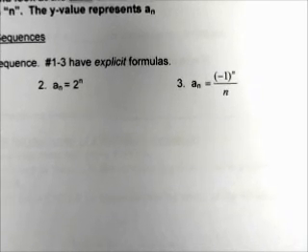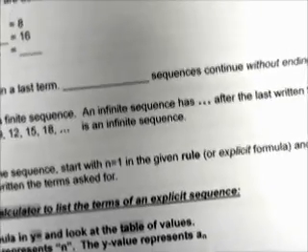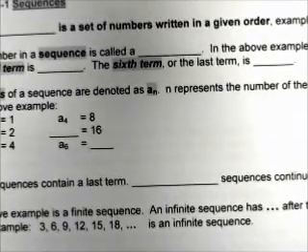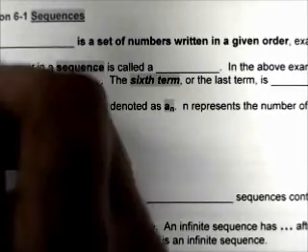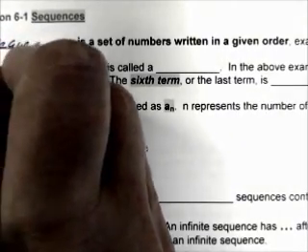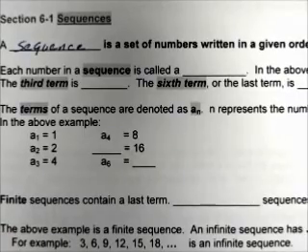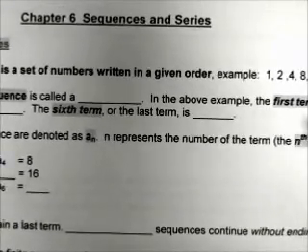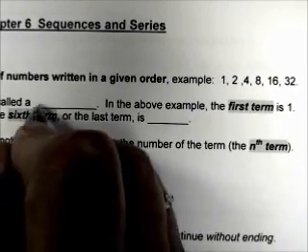Today we're starting our Chapter 6 notes packet. We're on page 1. Chapter 6 is Sequences and Series. A sequence is a set of numbers written in a given order. For example, we have 1, 2, 4, 8, 16, 32. Each number in a sequence is called a term.